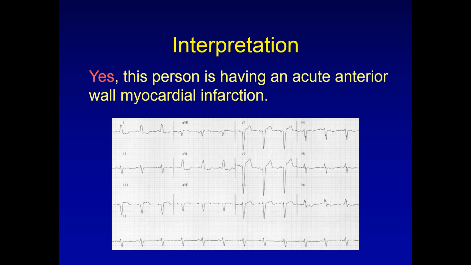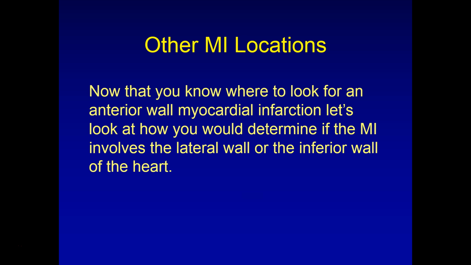They are. Let's take a look at where our ST elevations are at. There you go. V1 and V2, which we just said is covering the anterior portion of the heart. That's actually probably a septal wall MI. Okay, so let's look at the other locations.